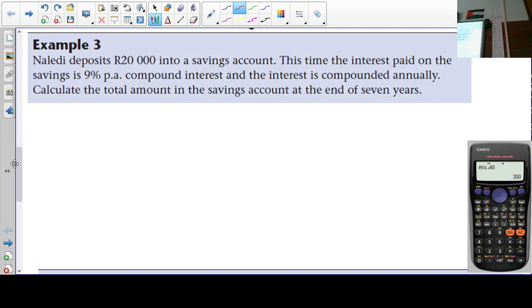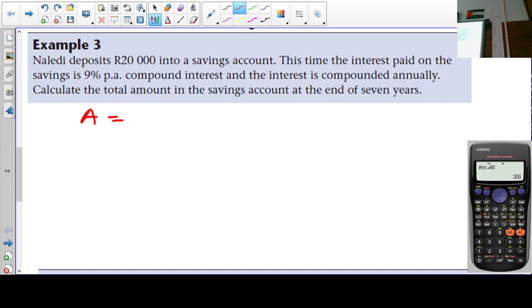Right, now Lady deposits 20,000 Rand into a savings account. So the scenario is linked to question 1. This time the interest paid on the savings is 9% compounded interest, and the interest is compounded annually. Calculate the total amount in the savings account. So they want to know on the savings account the end of 7 years.